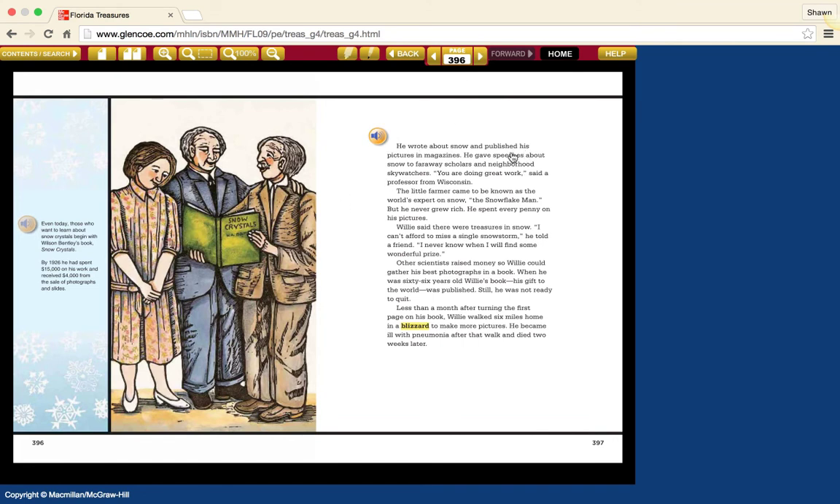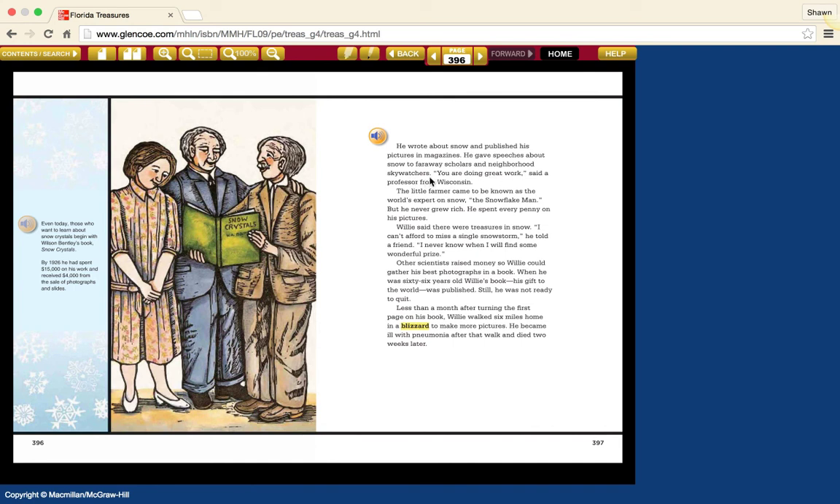He wrote about snow and published his pictures in magazines. He gave speeches about snow to faraway scholars. Scholars are people who are scientists in their field, and they do so much research in it that they know a lot. And when you get to that point, you become a scholar.